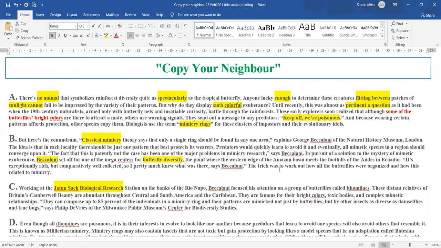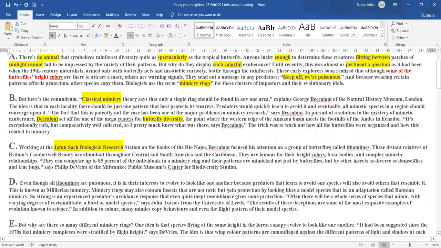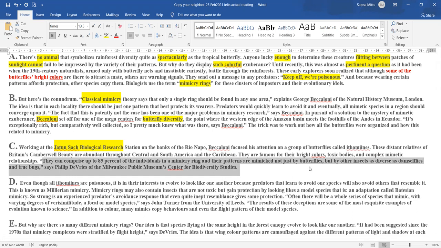If I find insects somewhere, if you get this, mimetic species in the region, the mystery of mimetic exuberance, the western edge. Okay, so I've got this and it is here. They can comprise up to 85% of individuals in a mimicry ring, and the patterns are mimicked not just by the butterflies, but by other insects as diverse as damselflies and true bugs. So it is all given here. So the answer is true.